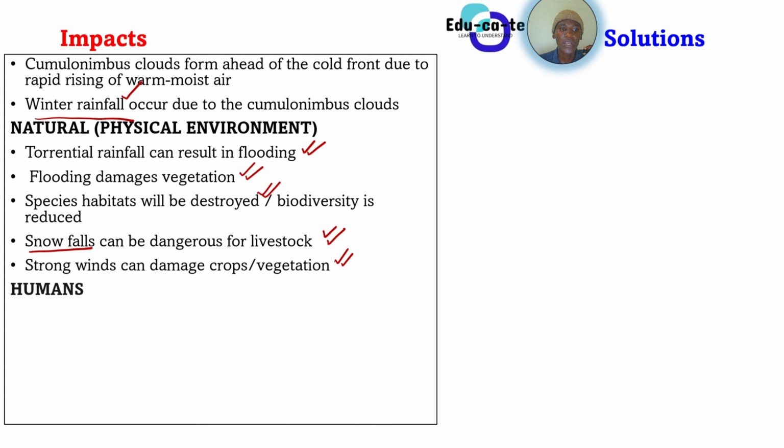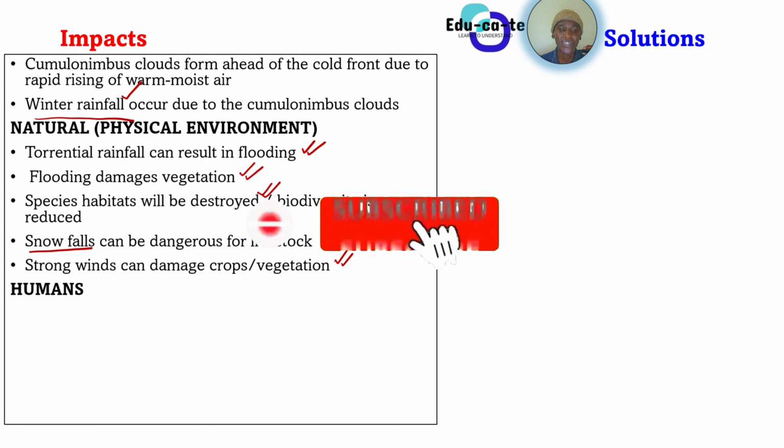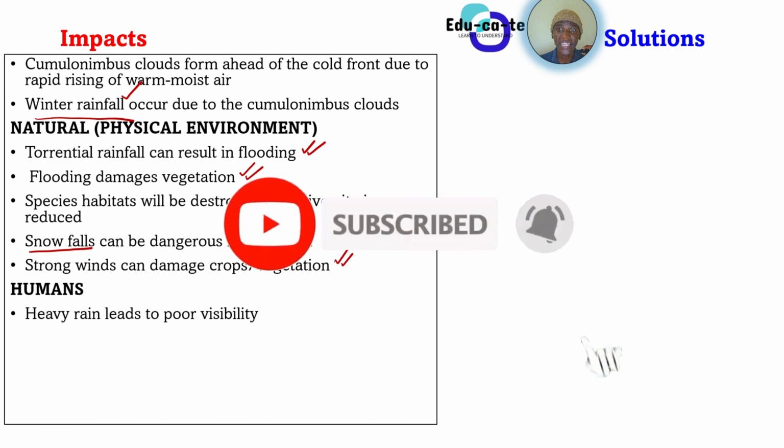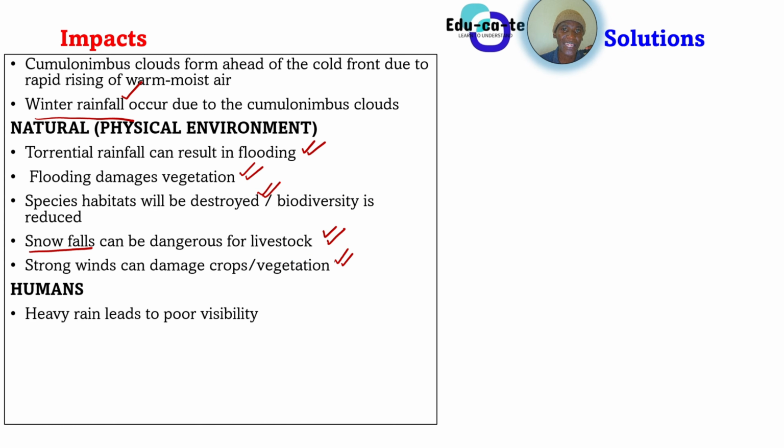So now, humans, how are we as humans affected by the mid-latitude cyclone? Heavy rain leads to poor visibility. For example, you are driving your car, maybe around eThekwini, and there is a mid-latitude cyclone approaching. Let's just assume that it has reached eThekwini, which is so rare. Due to this heavy rainfall from the cumulonimbus clouds, you will have poor visibility. You'll not be able to see the road properly.